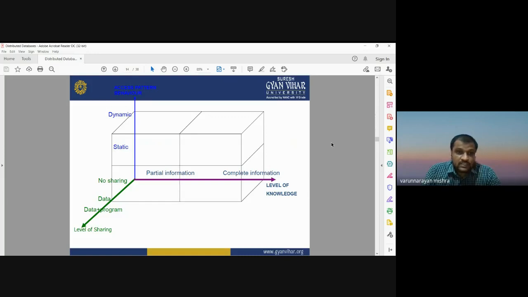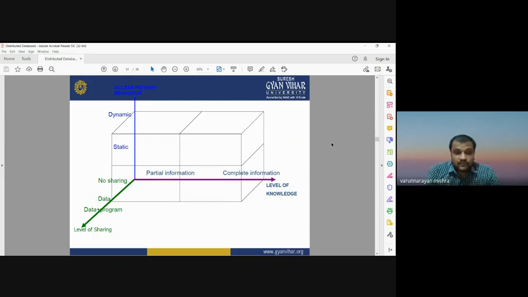When we look at access pattern behavior, it is of two types, dynamic or static. It means you can provide access in two ways, dynamic access or static access. How much data you want to share is the level of sharing, which has three types: either you don't share anything, or you share everything, or you share some and hide some of the data set.